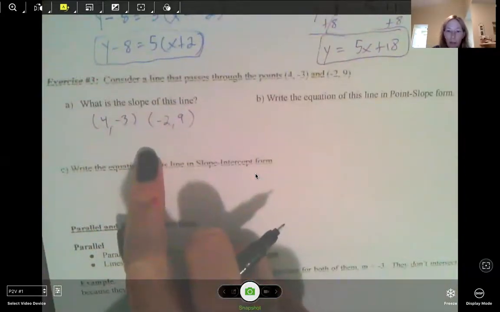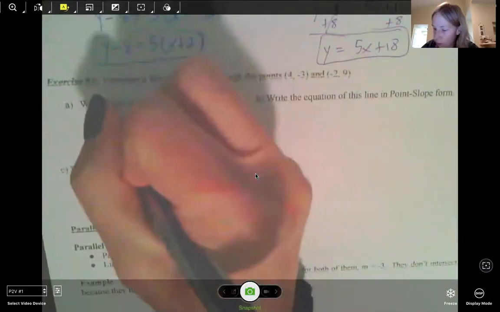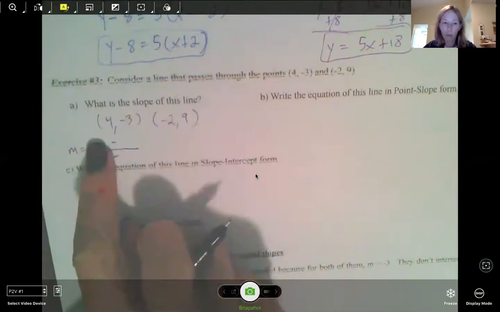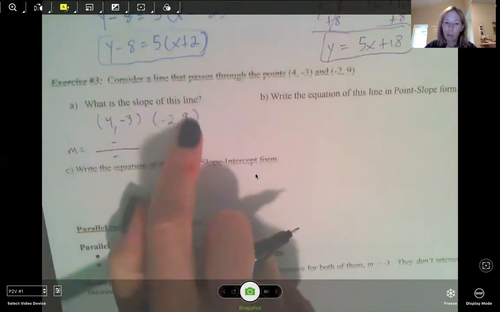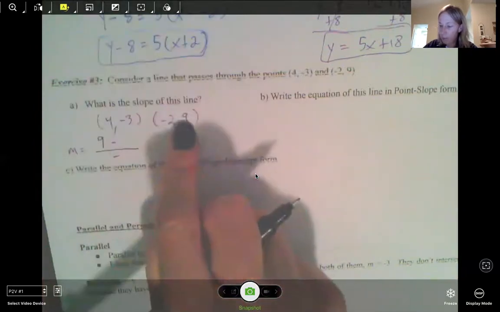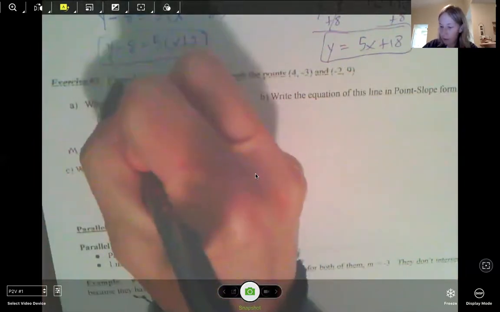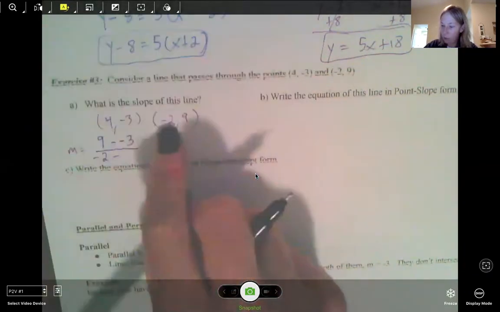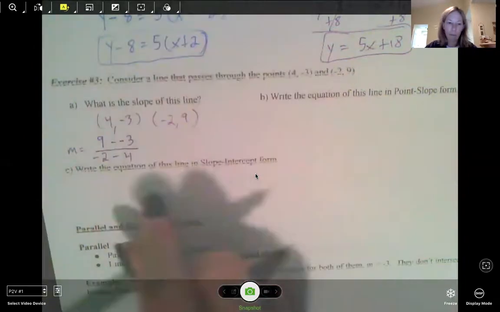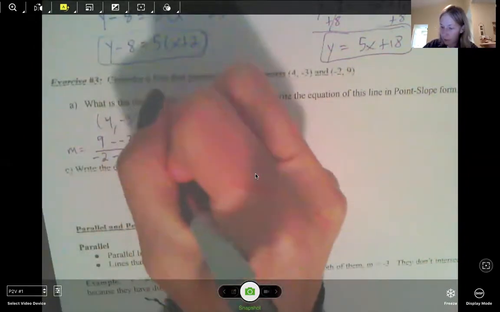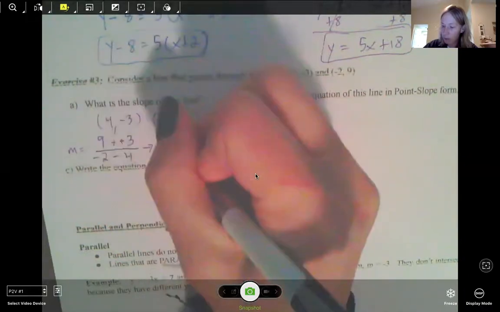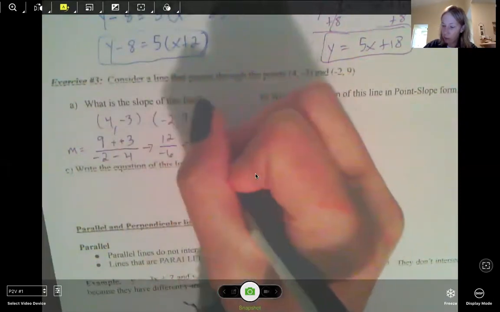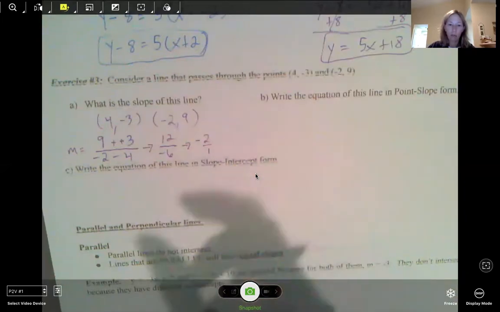So we can follow the formula specifically. If we call this m, remember we subtract the y values on top, and we usually say our second y value minus our first y value. And then on the bottom, we take our second x value, which is -2, and we subtract our first x value. If we simplify this, this ends up being 9 plus 3, which is 12, and -2 and -4 is -6, which simplifies to -2 over 1, or -2.